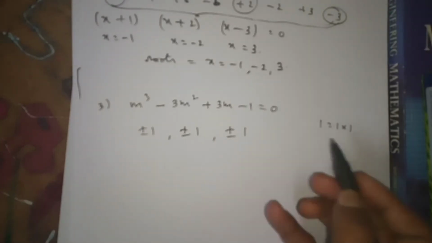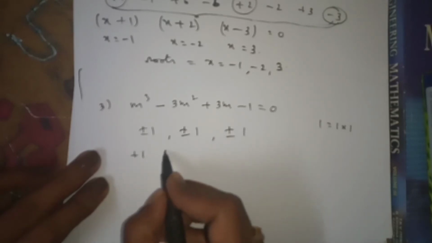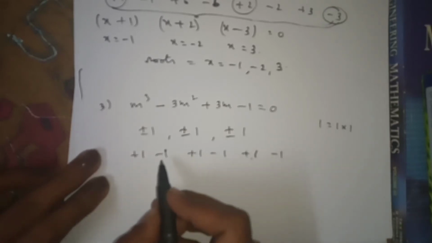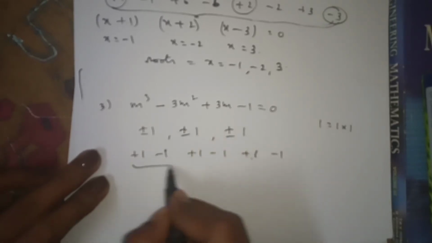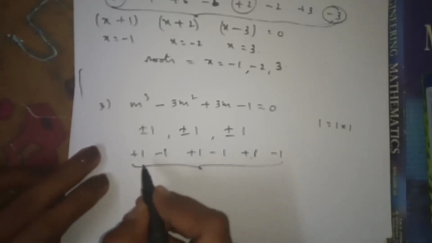That's why we can write plus or minus 1, plus or minus 1, plus or minus 1, plus 1, minus 1, plus 1, minus 1. Now the sum of any of the three numbers is equal to minus 3. Product of any three numbers is equal to minus 1. In such a way only we have to choose.